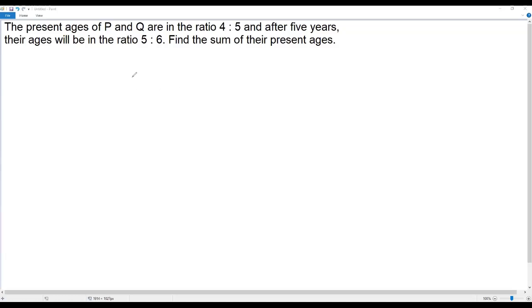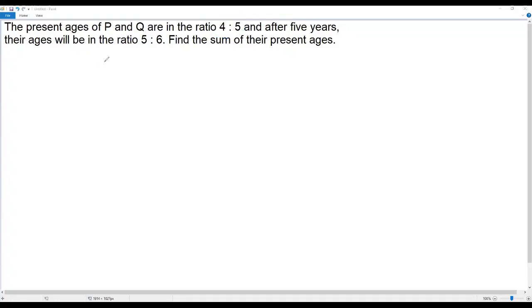Okay, so the ratio between the present ages of P and Q is given, that is 4 to 5. From the terms of this ratio 4 to 5, if I want to get the age of P and the age of Q, what should I do? I have to multiply both the terms of this ratio by the same non-zero number. By what non-zero number should I multiply both the terms? It is unknown, so we assume that non-zero number is x. So to get the ages of P and Q from the given ratio, we have to multiply the terms 4 and 5 by the non-zero number x.